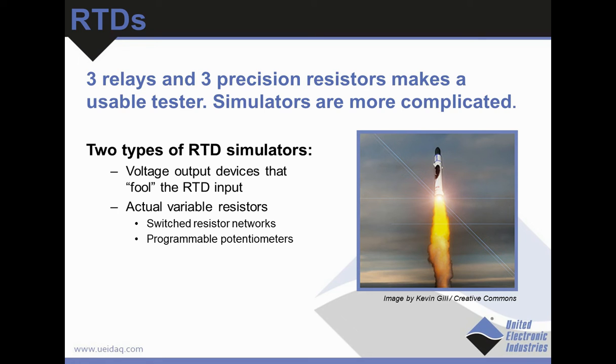But if you want to do a simulator, again, as we talked earlier, between the word continuous and having the high fidelity to simulate all kinds of different devices or all kinds of different values of temperature, there's really 2 ways to do it. You can use a voltage output device, and that fools your input device into thinking there's an RTD there, or you can use an actual variable resistor.